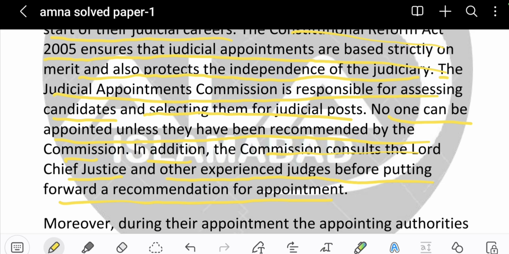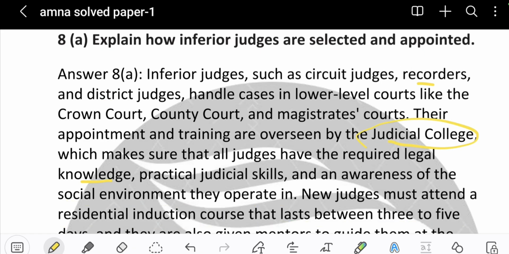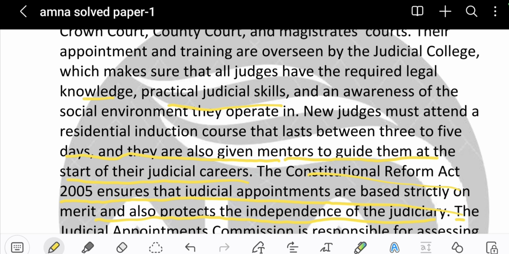So basically in this entire paragraph, I have written about the inferior judges' qualification and their appointment method. The circuit judges, the recorders, the district judges, all of these judges are handling the lower level cases, and these judges sit in Crown Court, County Court, and Magistrates' Court. Their appointment and training is done in judicial colleges, and they get proper knowledge, practice of judicial skills, and awareness of their social environment while studying there. New judges must attend a residential induction that lasts for 3 to 5 days.